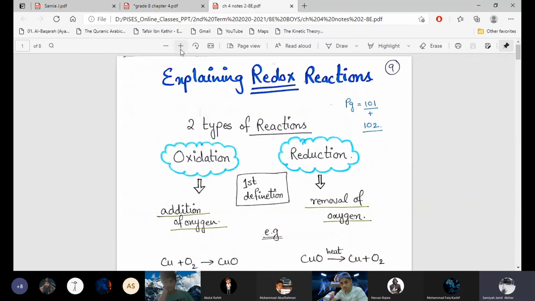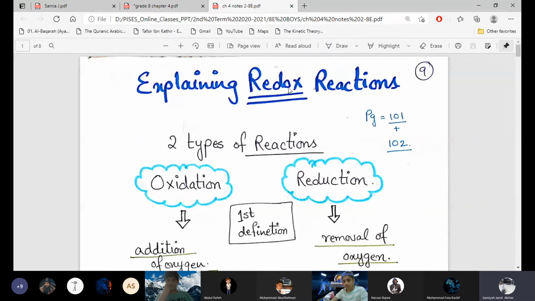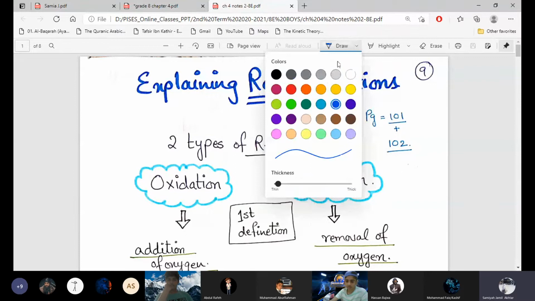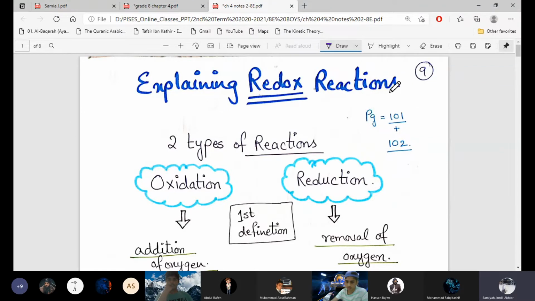I prepared these notes last time explaining redox reactions, and we can use these notes this time also. I will share it with you. I'm teaching the rest of the classes also from these notes, and all the examples and explanation which are in the book are also written here, in a more open and attractive form. It's page 101 and 102.